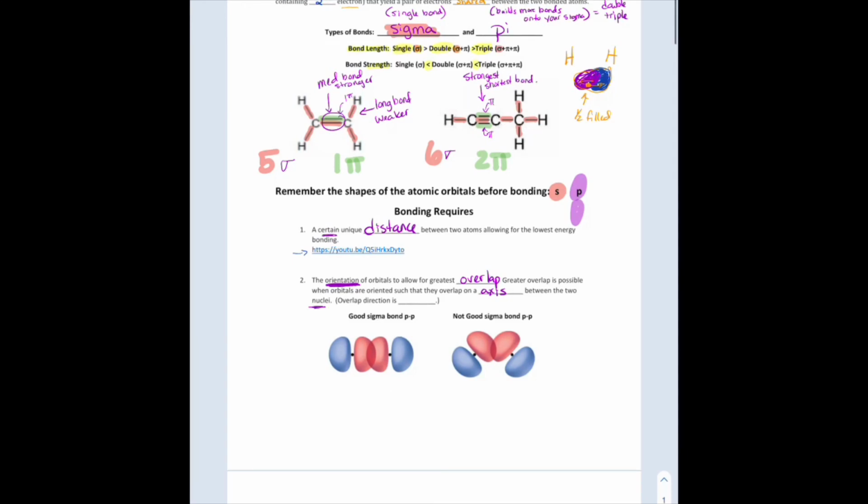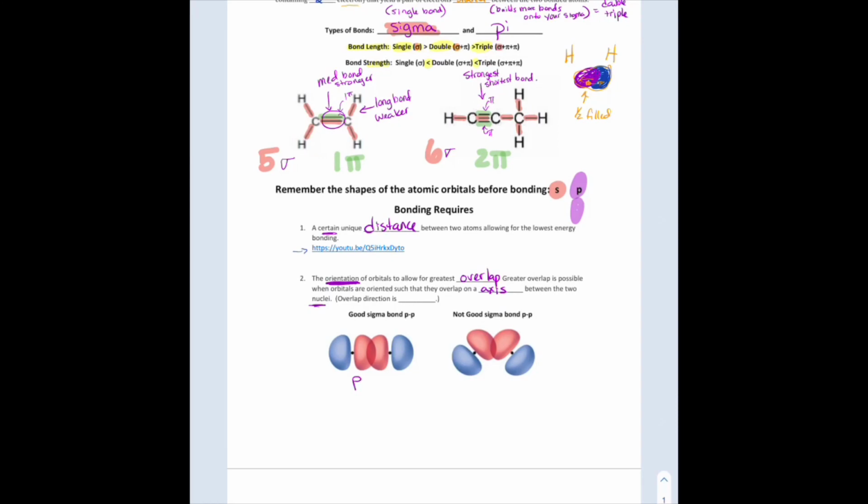So if you look right here. This is an example of a p orbital and a p orbital overlapping. And you can see how much more of this can be overlapped when they're directly overlapping. That would be on an axis. So that's your axis. They're overlapping on an axis. Whereas these guys don't have as much that they're overlapping on.